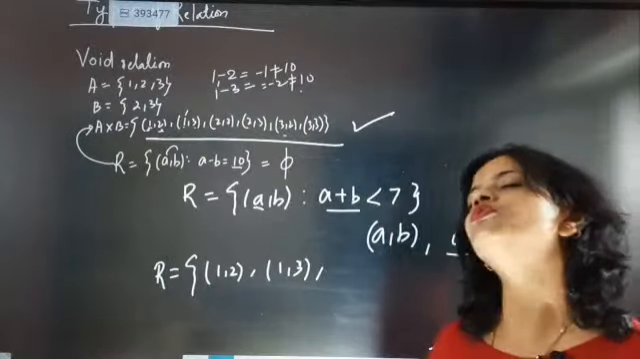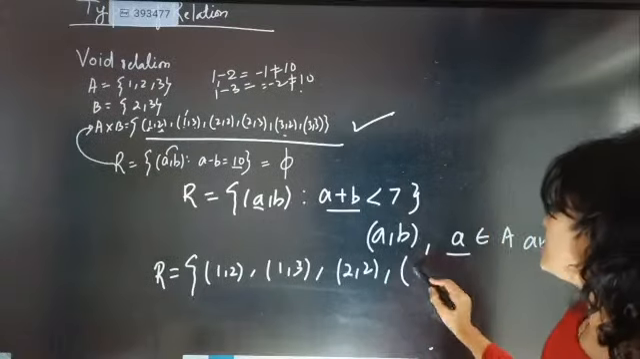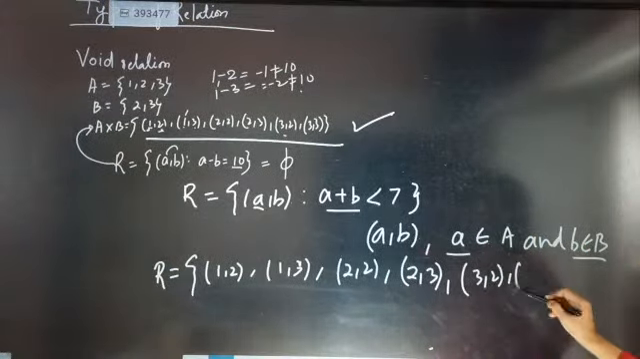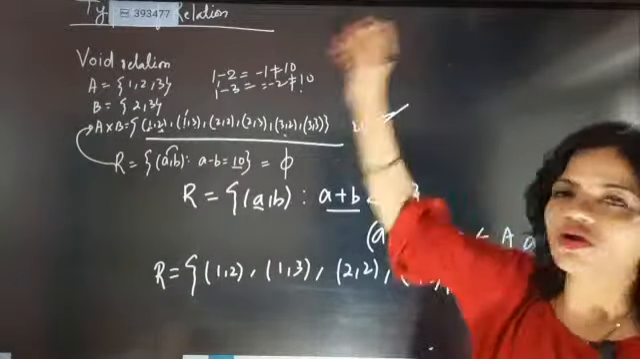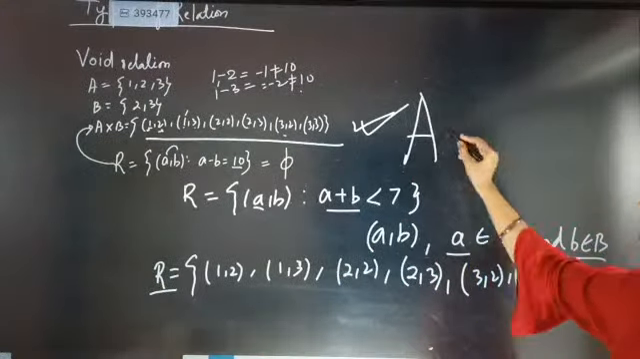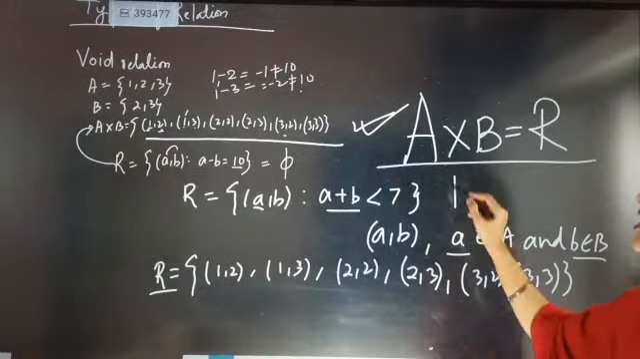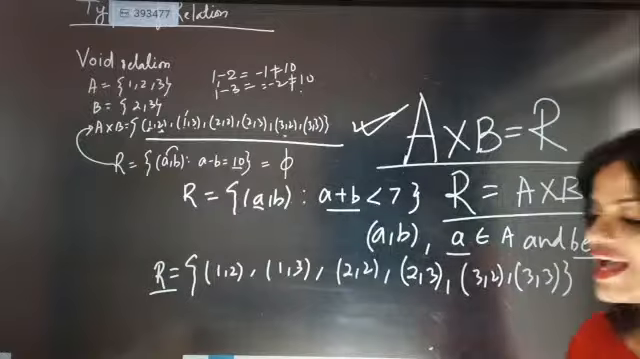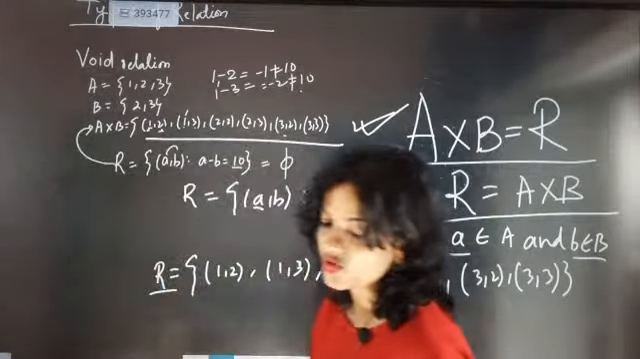Now 2 comma 2, 2 plus 2 is 4. 4 is also satisfying the relation. Now 2 comma 3, it is satisfying the relation. 3 comma 2, it is satisfying the relation. 3 comma 3, it is also satisfying the relation. It means whatever is present in A cross B is coming in the relation. That means the final big point is that A cross B is equal to R, the relation itself is equal to A cross B. So this is exactly called a universal relation.